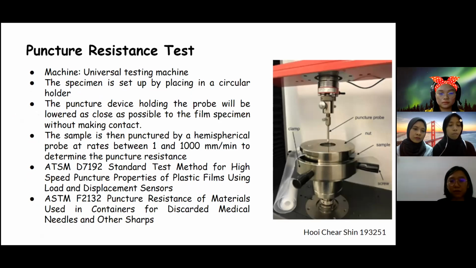Then the sample is punctured by a hemispherical probe at a rate between 1 and 1000 millimeters per minute to determine the puncture resistance. And this test can be conducted based on the standards ASTM D7192 and also ASTM F2132.